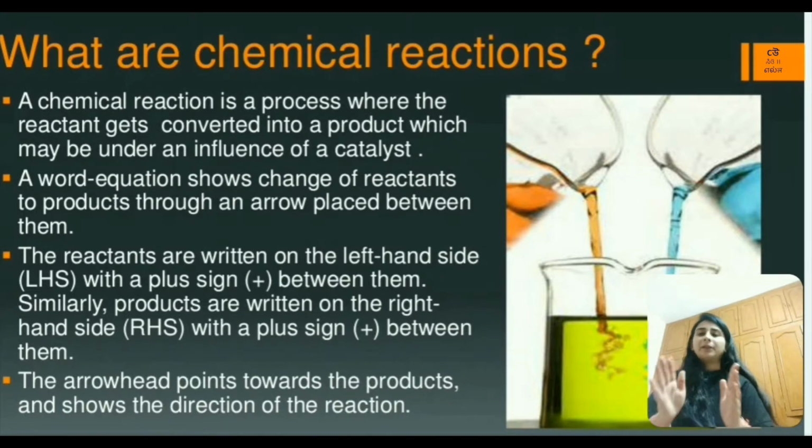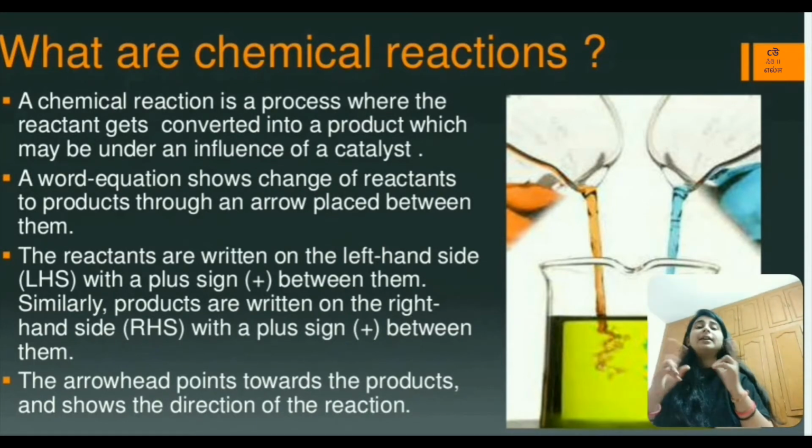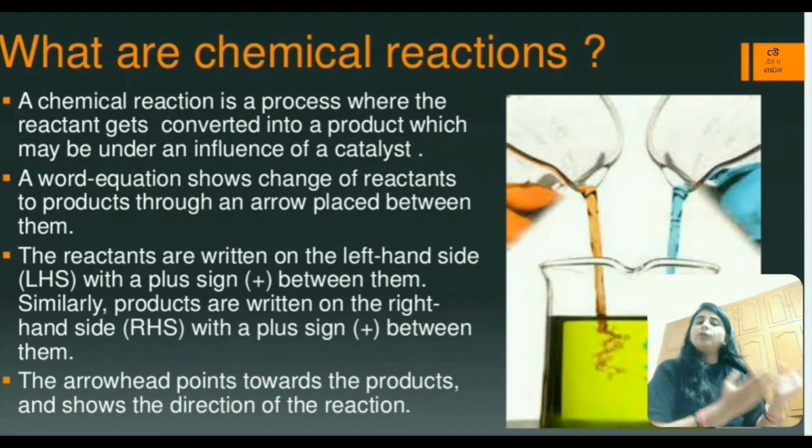So reactions come in a variety of forms. If there is a reaction where we have hydrogen combining with oxygen to form water, here there will be a plus sign between hydrogen and oxygen to show that these are the two reactants combining together to form water.